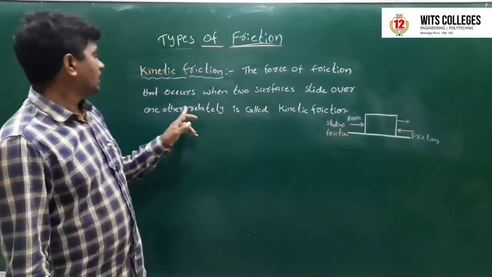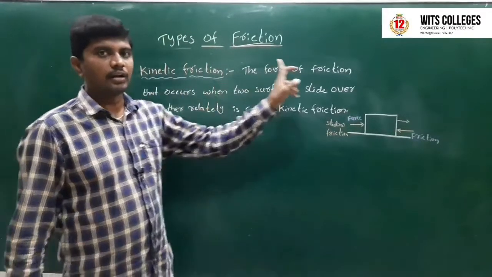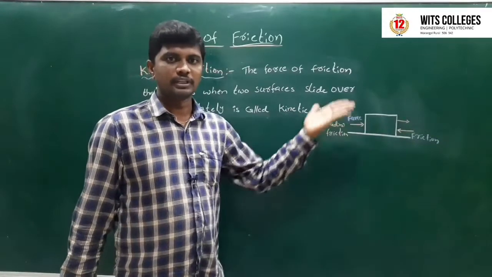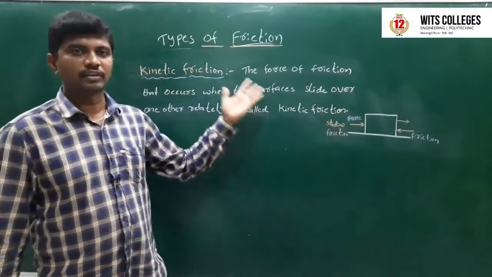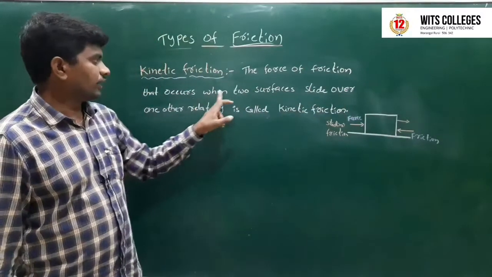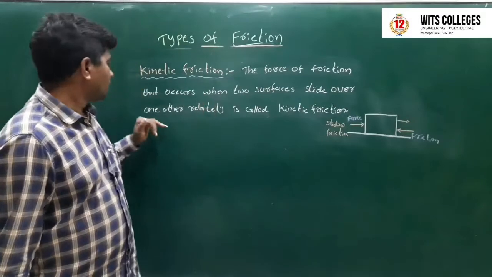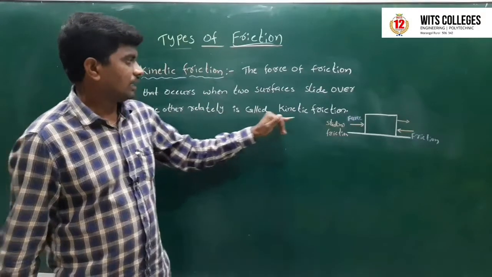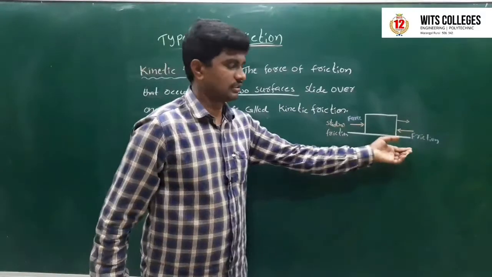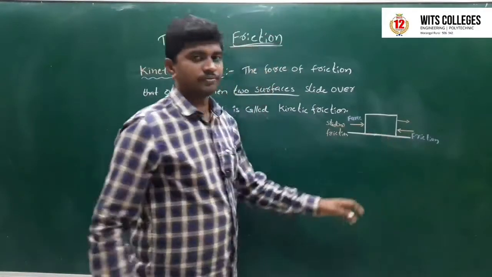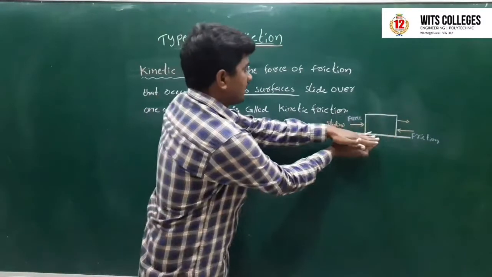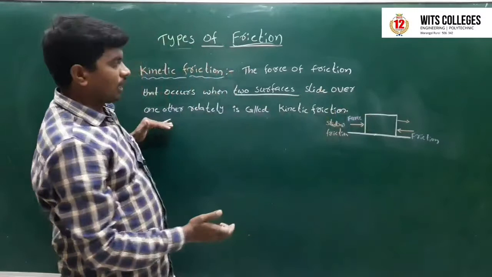The next one is the kinetic friction or dynamic friction. Kinetic means the object is moving. The definition of kinetic friction: the force of friction that occurs when two surfaces slide over one another relatively is called kinetic friction. There are two surfaces, for example, the table and the book. The two surfaces slide over one another.